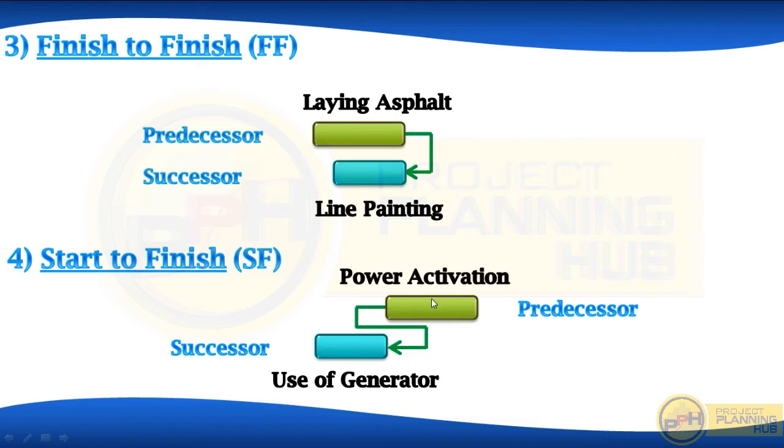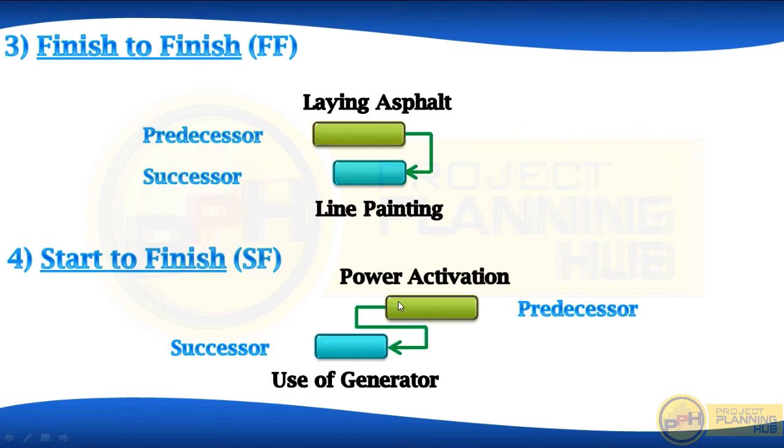Example, power activation and use of generator. We use the generator until the power comes back or the power activates. If the power didn't come back or the power activation didn't start, we will continuously use the generator. That activity will not finish. So the finishing of the generator is controlled by the starting of power activation.